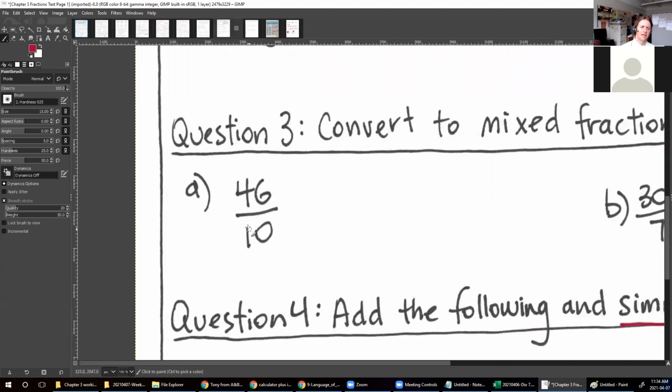So here we're going to say, how many groups of 10 can we take out of 46 without going over? Well, I know that if I took out 4 groups, I'd have 40 with 6 left over. Okay, so let's use it. 40 would be 4 groups, and I would still have 6 left over, right? And 40/10 really is 4.